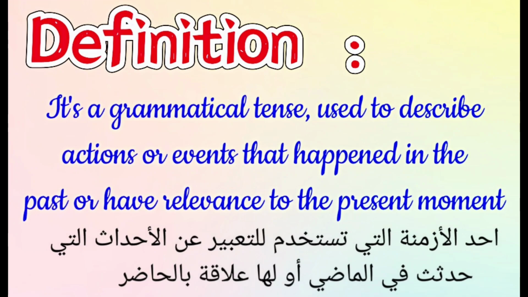The present perfect is a grammatical tense which is used to describe actions or events that happened in the past or have relevance to the present moment.